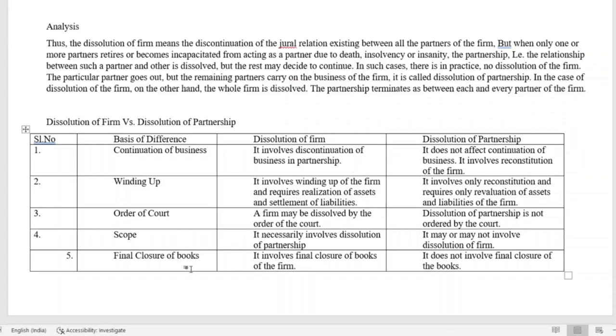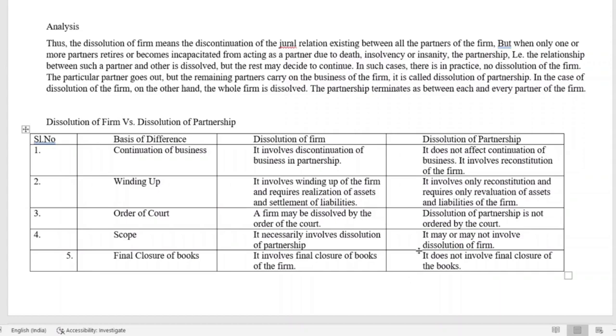Last one is final closure of books. With regard to dissolution of firm, it involves final closure of the books of the firm. There will be final closure with regard to the firm books. There are no further transactions with regard to any business of the firm. But the settlement of the accounts will take place. But with regard to the business of the firm, there will be final closure of the books of the firm.